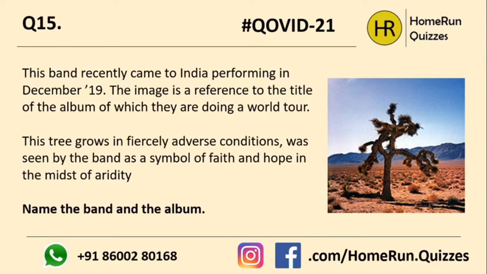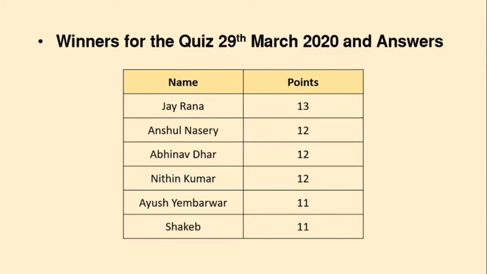Okay, so those were all the questions for today. I'm going to quickly cycle back through all the questions once, and just before that, here are the winners from yesterday's quiz. Topping the quiz yesterday was Jay Rana with a total of 13 points. Again, very close answers from all of you, and thanks a lot to all of those who have been actively sending your answers. Anshul comes second, along with Abhinav and Nitin, with a total of 12 points. After that come Ayush and Shaket. Kudos to all of you. Thanks a lot for actively coming in to all the quizzes that we are conducting.